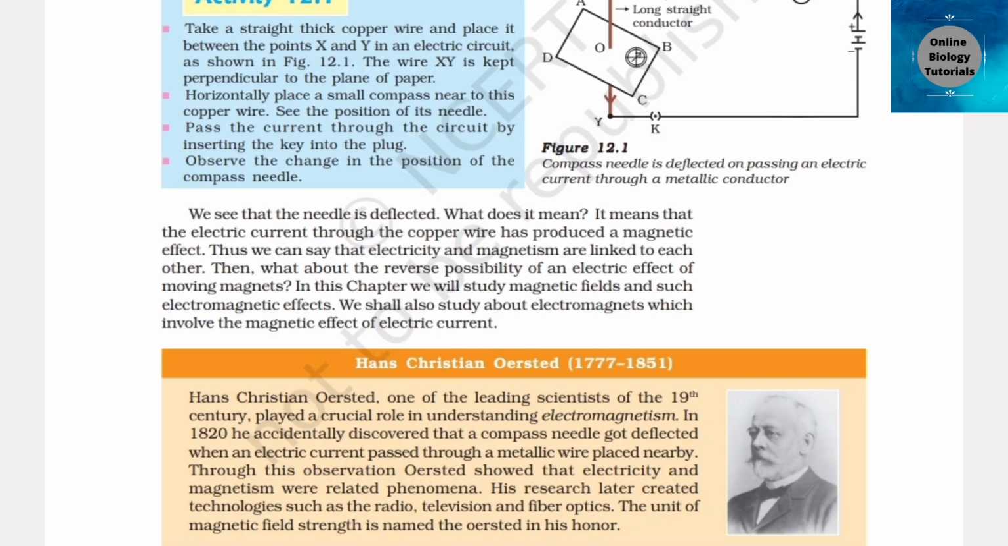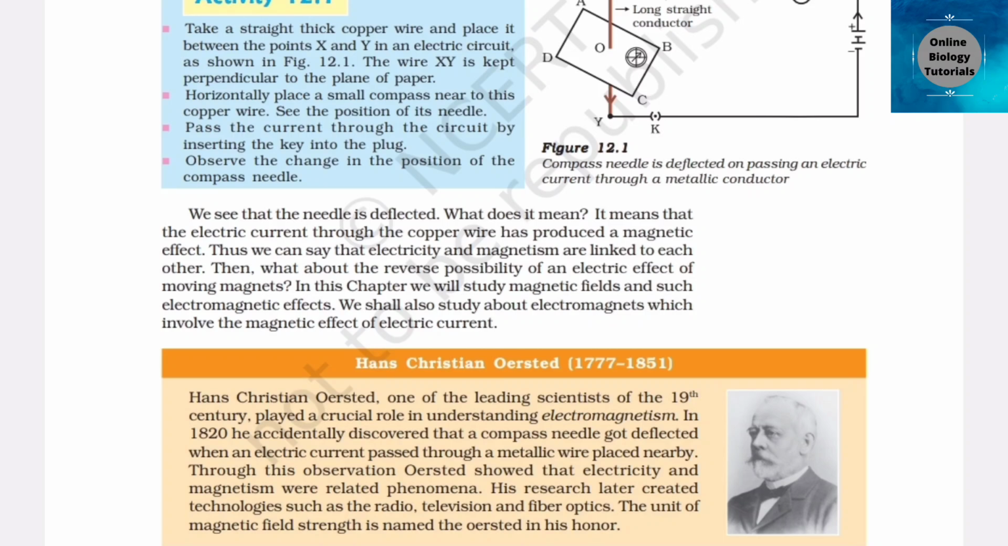We see that the needle is deflected. What does it mean? It means that the electric current through the copper wire has produced a magnetic effect. Thus we can say that electricity and magnetism are linked to each other. Then what about the reverse possibility of an electric effect of moving magnets? In this chapter we will study magnetic fields and such electromagnetic effects. We shall also study about electromagnets which involve the magnetic effect of electric current.